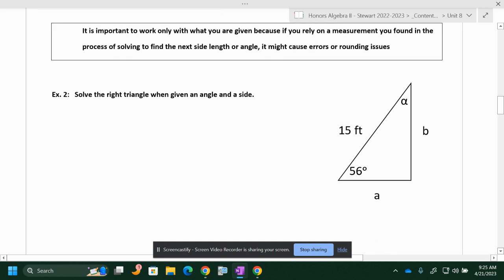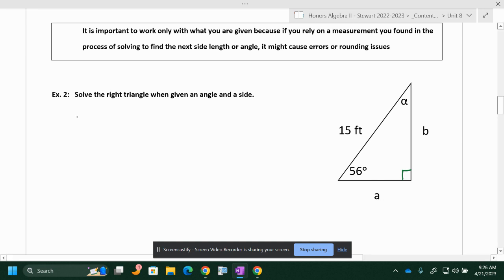So it's important to work only with what you're given, because if you rely on a measurement you found in the process of solving to find the next side length, it might cause errors or rounding issues. That is 100% true. So when I'm solving this, I'm going to use 56 to start. I know that these are 90-degree angles. This is a 90-degree triangle. It's the only way this works. I'm going to start off by trying to solve for side B.